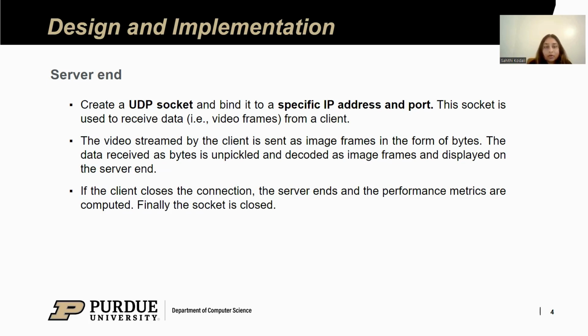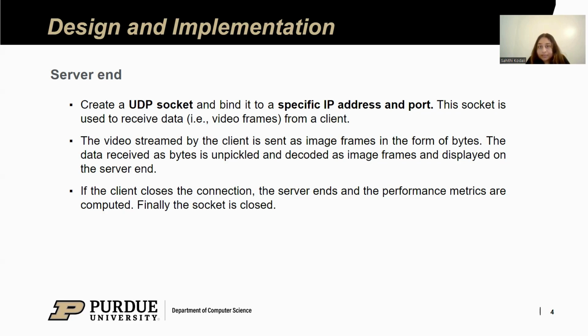So a UDP socket is created and it is bound to a specific IP address and port that the server is running on. And this socket is used to receive data from the client, which is video frames in our project. The video streamed by the client is sent as image frames in the form of bytes. And this data, which is received as bytes, is unpickled and decoded as image frames.